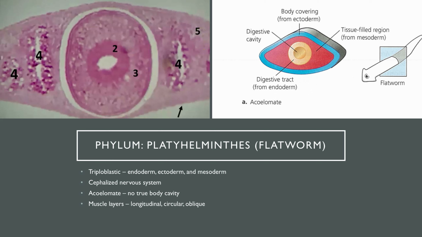The picture on the top left corner shows the arrow pointing to the epidermis or the ectoderm. Number 2 is the gastrodermis or the endoderm. And number 5 is the parenchyma, which is the mesoderm, and the rest of the body is filled with this.